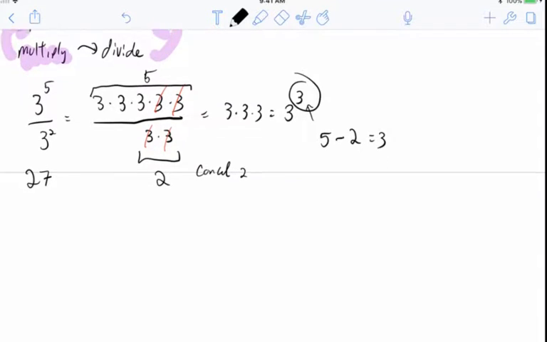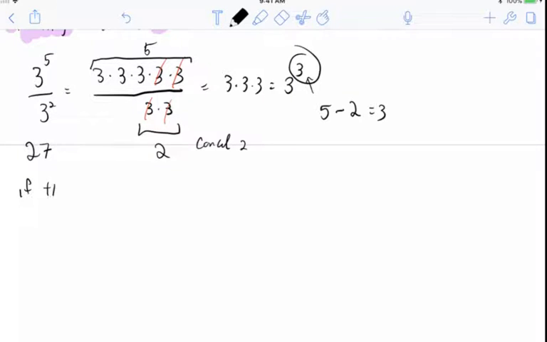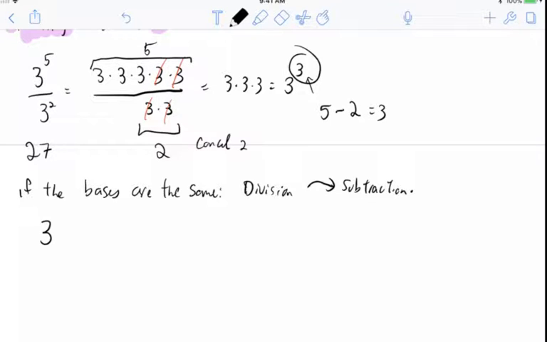So yeah, very much so. If the bases are the same, division corresponds to subtraction. Okay? So 3 to the 7 divided by 3 to the 4 should be equal to 3 to the 7 minus 4, which is 3 to the 3. In general, a to the m divided by a to the n is equal to a to the m minus n. It's a pretty fun thing to use.